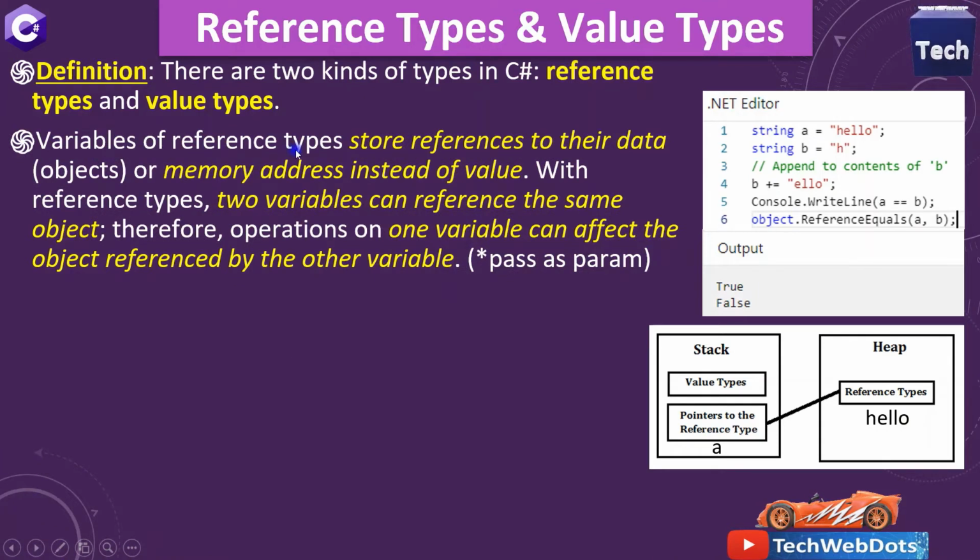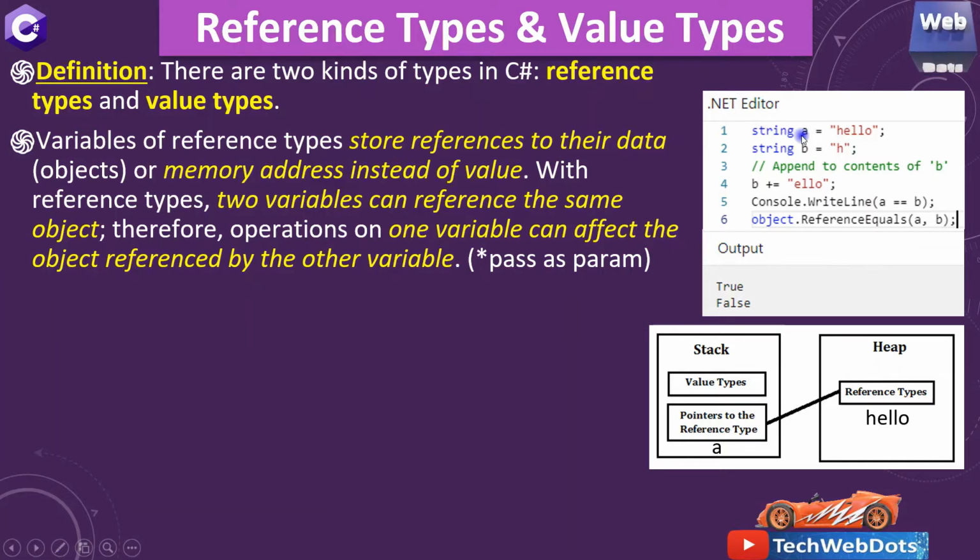Let's go by definition. Variables of reference types store references to their data, which we call objects, or a memory address instead of the value. It means they don't contain data, they only store the address of the data. With reference types, two variables can reference the same object. Therefore, operations on one variable can affect the object referenced by the other variable.